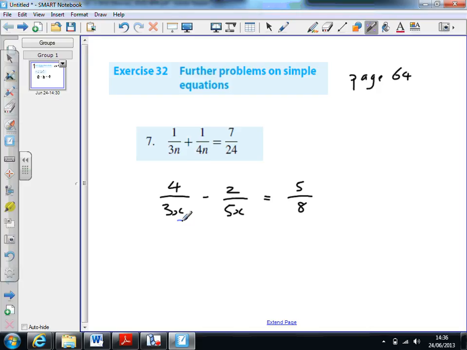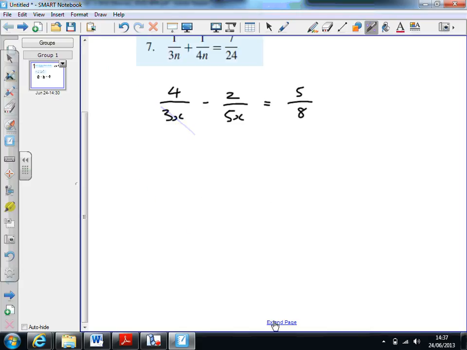Well, we want x at the top. So how do I get rid of any number underneath, or the fact that I've got a number underneath? I multiply through by it. So if I multiply this term by 3x, I could cancel out those 3x and I'd get rid of that 3x on the bottom. But of course I have to multiply every term by 3x, and that's what I do. So multiplying both sides, every term on both sides by 3x, I get 4 minus 2 times 3x is 6x over 5x equals 5 times 3 is 15x over 8.